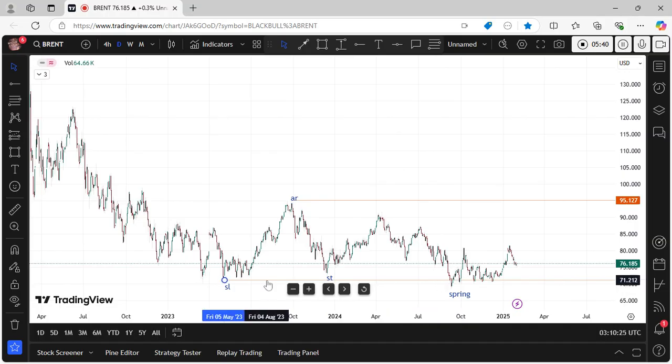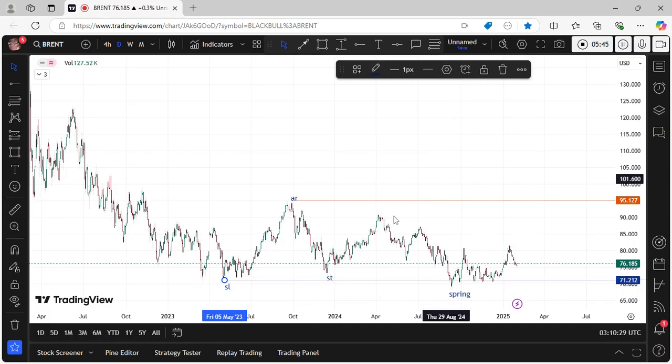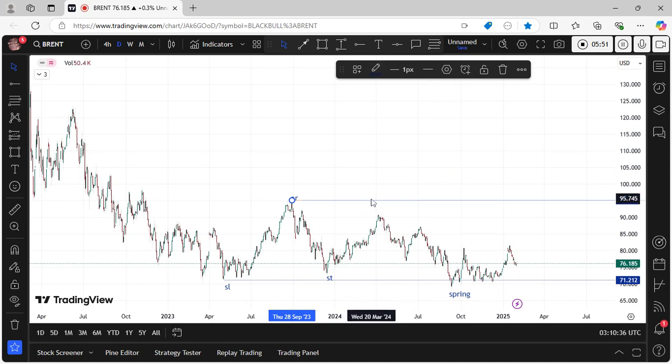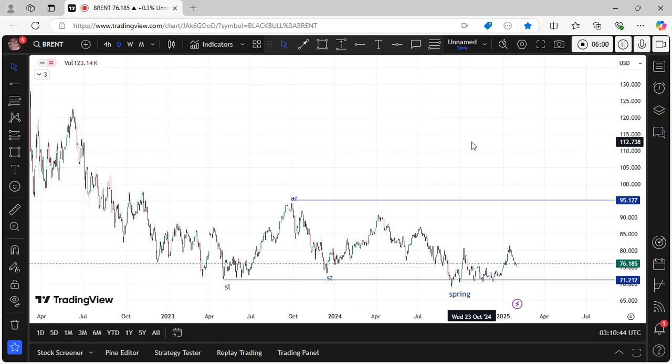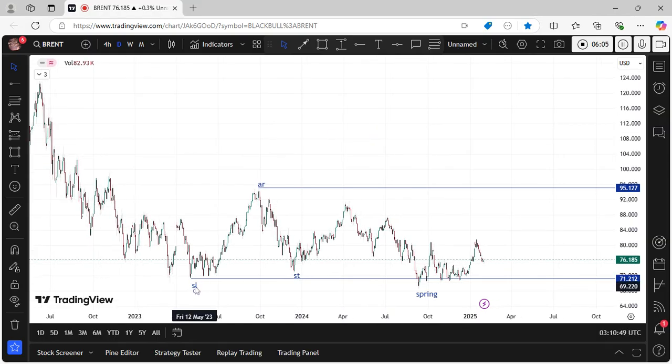So that is why I'm drawing these lines. Let me use another color for these lines. A blue color would do. Sorry, let me use this to make it much thicker. Now, can you see this? So you always have to spot the zones, because it is only after spotting the zone that you will know what price is going to do next.